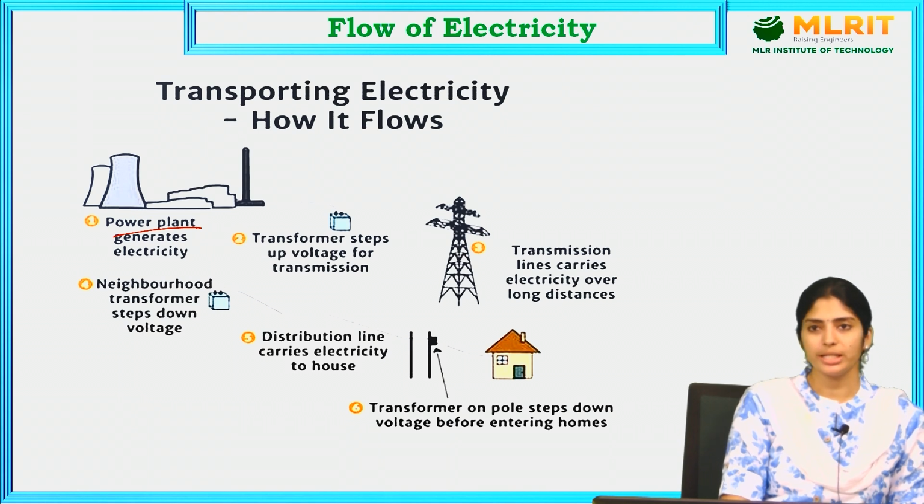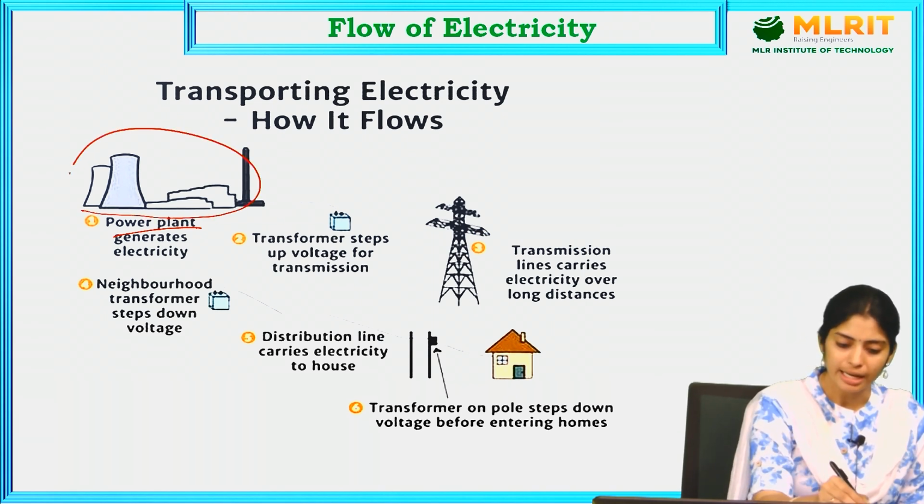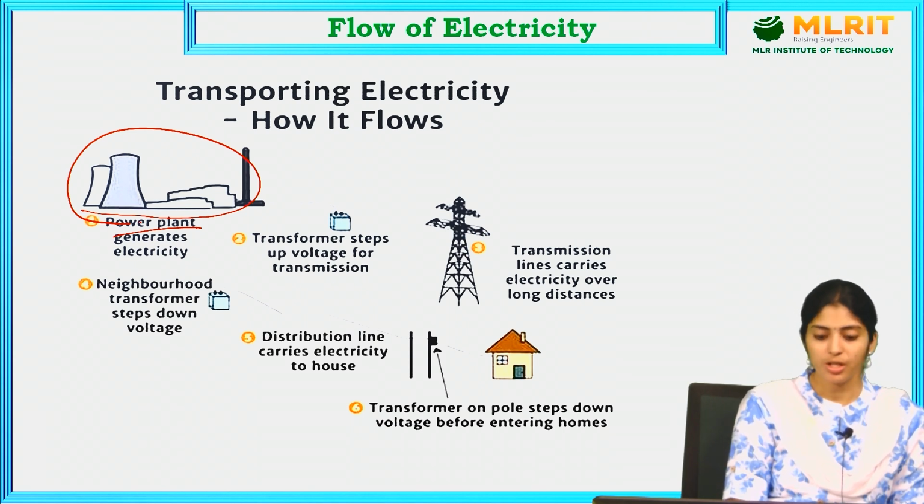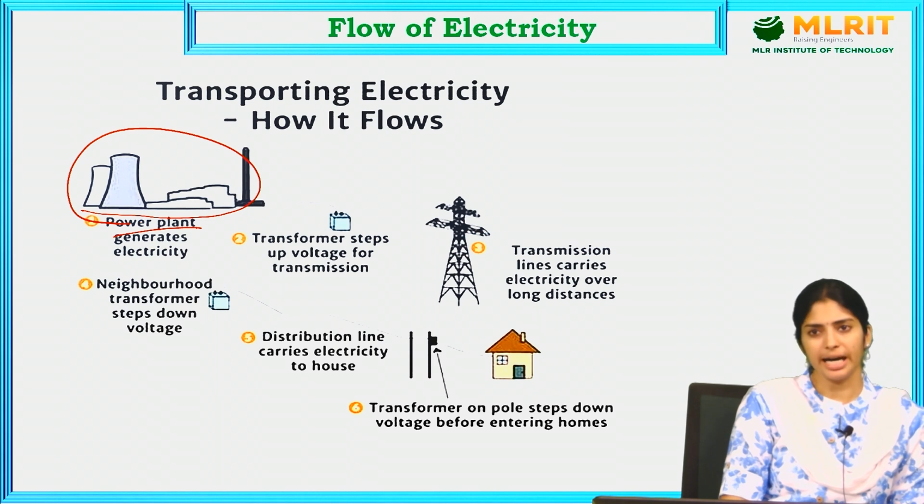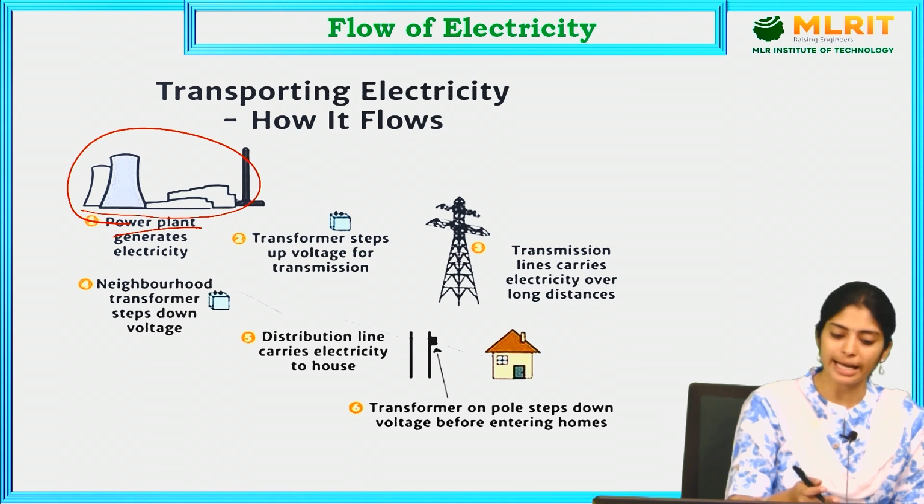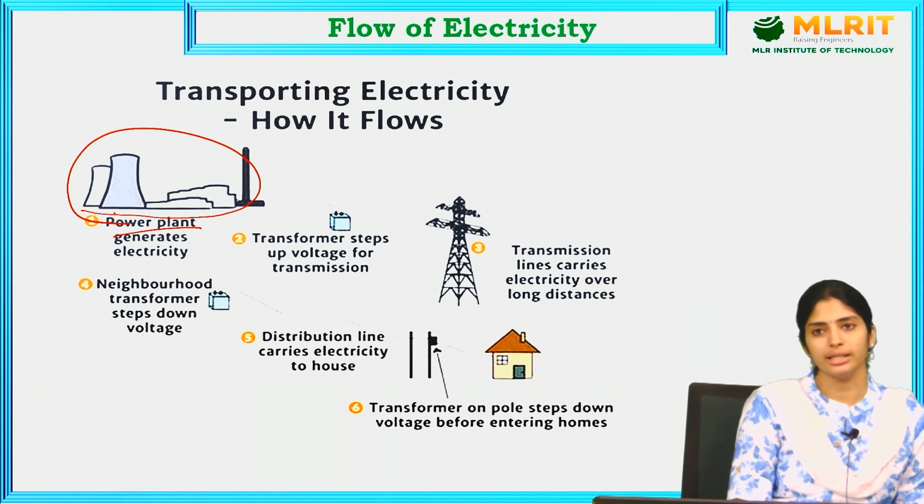Now we are going to see the flow of electricity. In this flow of electricity, the first step which we should learn is the power plant. So what is a power plant? The place where electrical energy is generated is called a power plant. This power plant will generate the electricity or electrical energy. We can generate electricity by different means like solar, wind, tidal, nuclear, and so on. But here I have considered the thermal power plant just for explaining purposes.